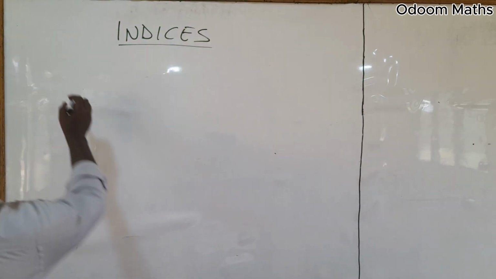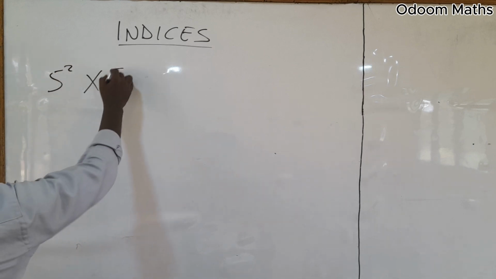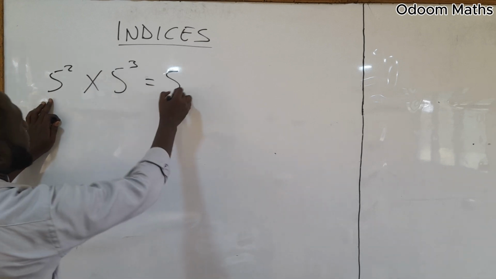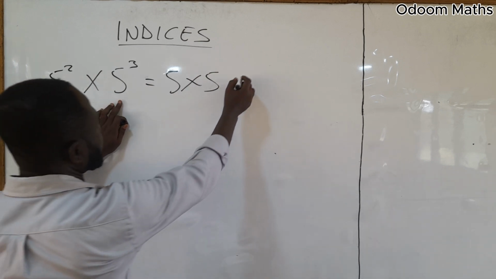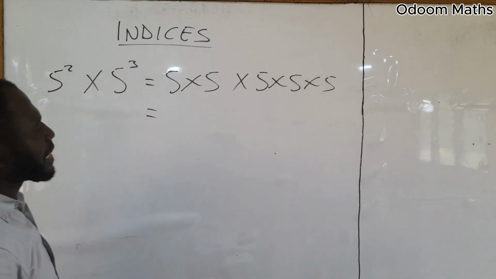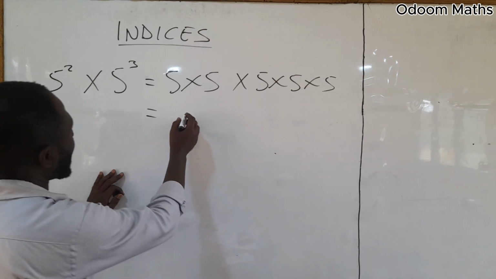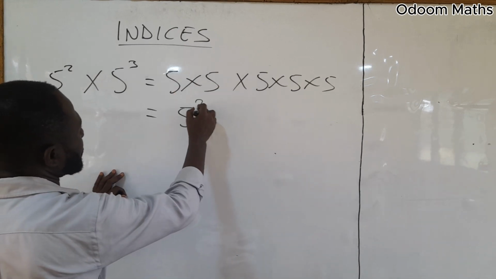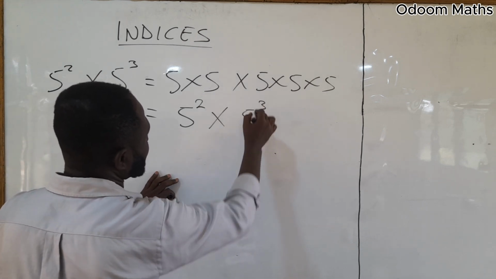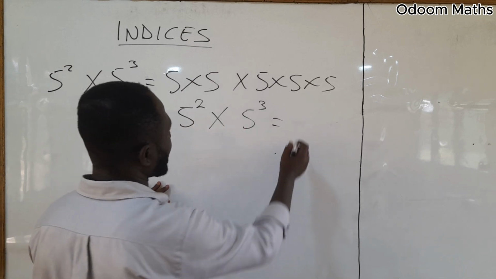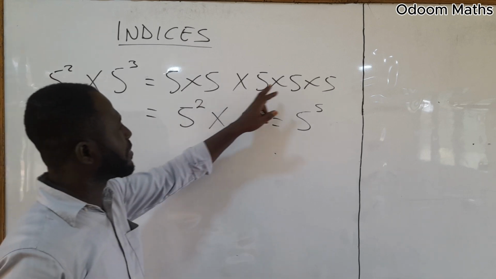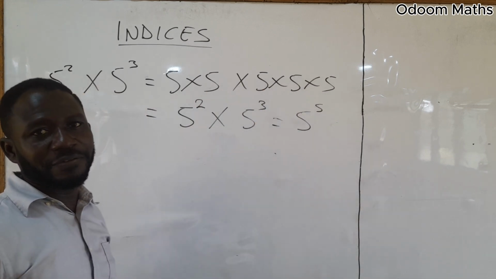Now, given 5 to the power 2 multiplied by 5 to the power 3, somebody can write this as 5 times 5, and this as 5 times 5 times 5. Then we can count the number of 5s. We have two 5s here, and on this side we have three 5s. When you add all together, we get five 5s. So we have 1, 2, 3, 4, 5, five of itself.